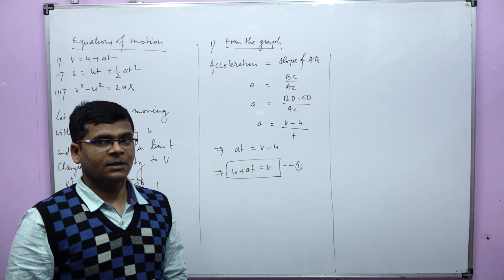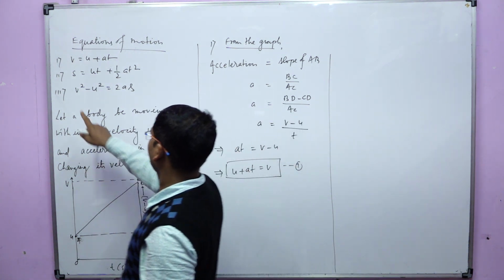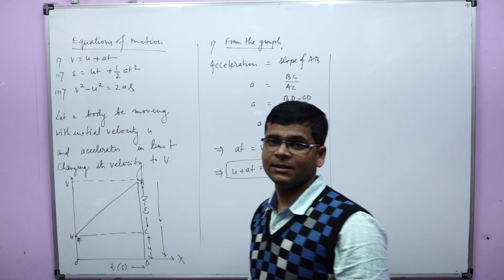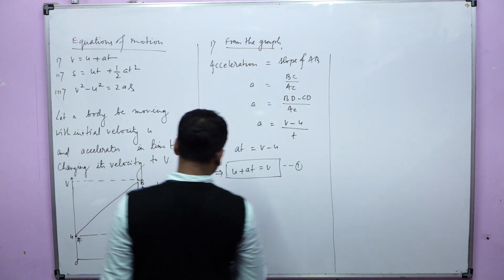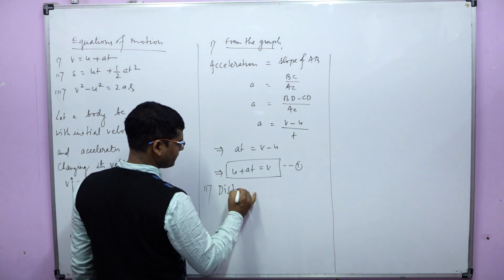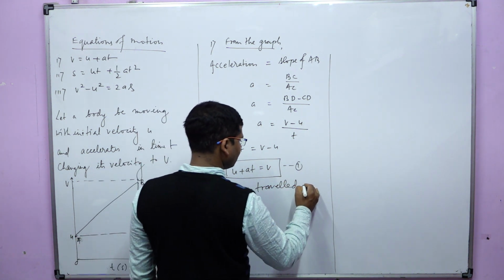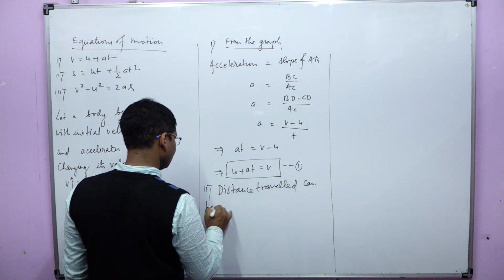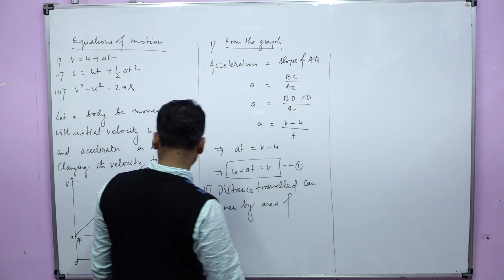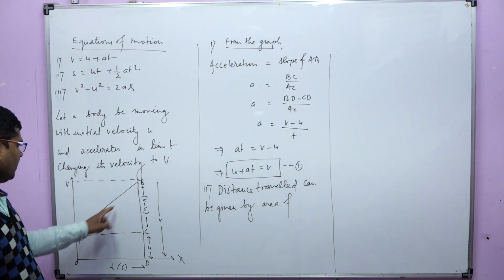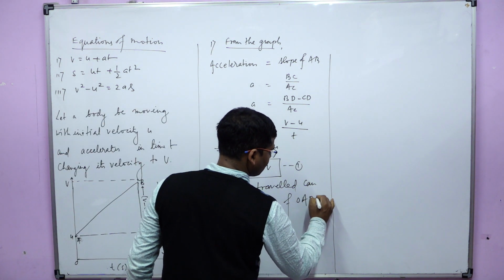Now from the graph, the second equation can also be derived. If you see here, s is the distance traveled. Now, the second part: distance traveled. Distance traveled can be given by the area of OABD.